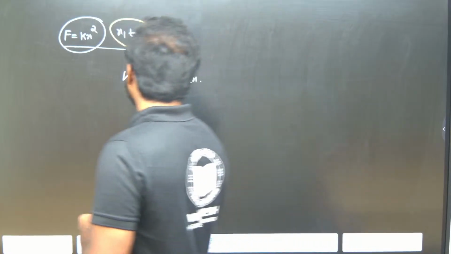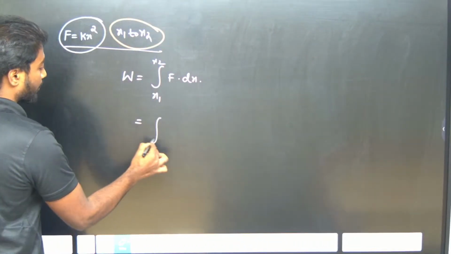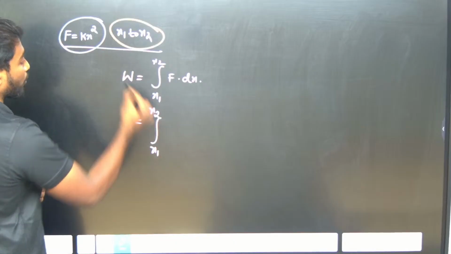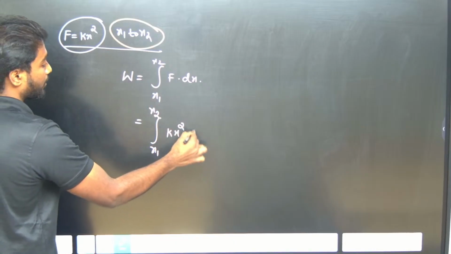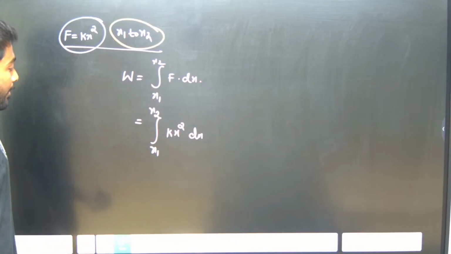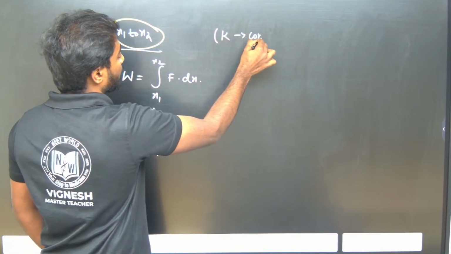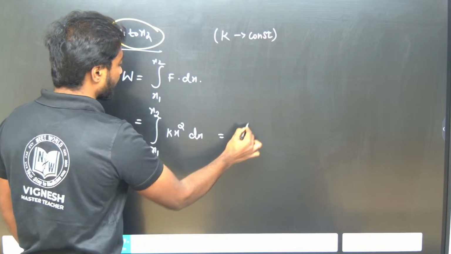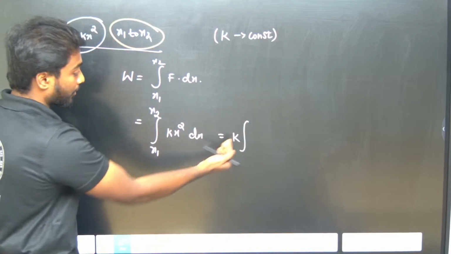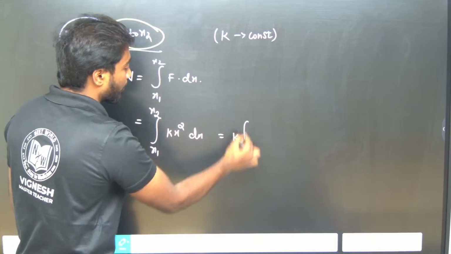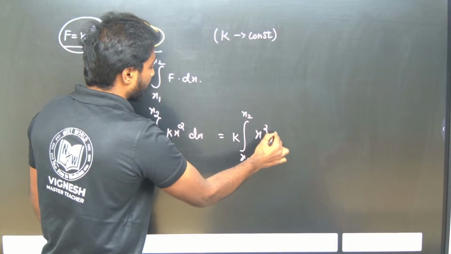Now what can I do here? x1 to x2, what is force? kx square dx. Here k is a constant, so I can take k commonly outside. So k times integral x1 to x2 of x square dx.